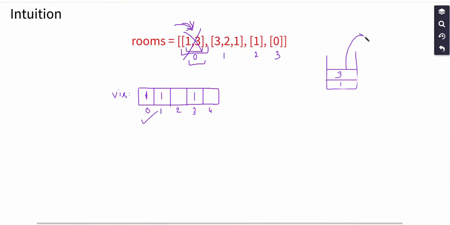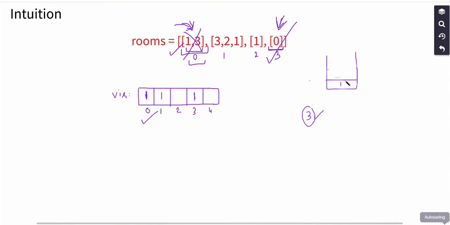Then I pull the key which is at the top of my container, that is key number 3. Using this key I can only unlock room number 3. So I jump onto this room and pick all the keys which are present in this room. But we already have key number 0, because we had this key initially when we started visiting the rooms. So we do not have to push this key again into our container, and hence key number 3 has been removed and room number 3 has been visited.